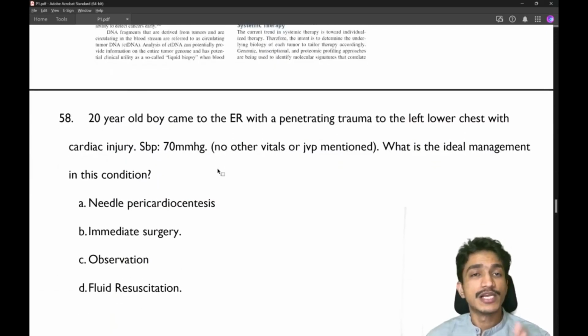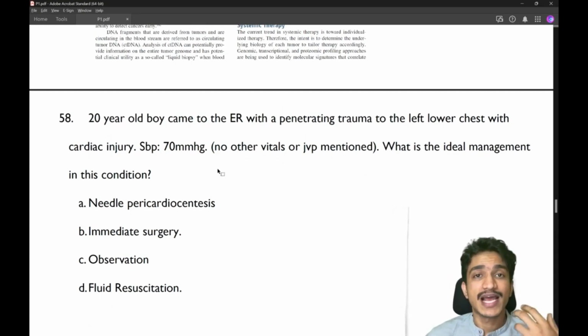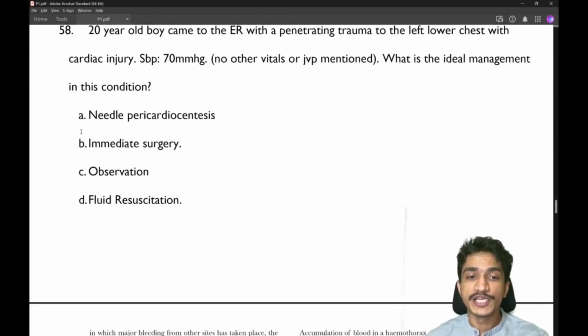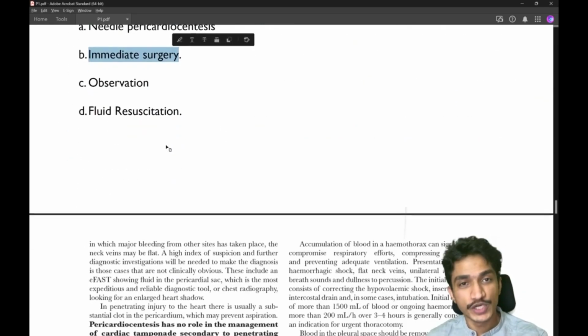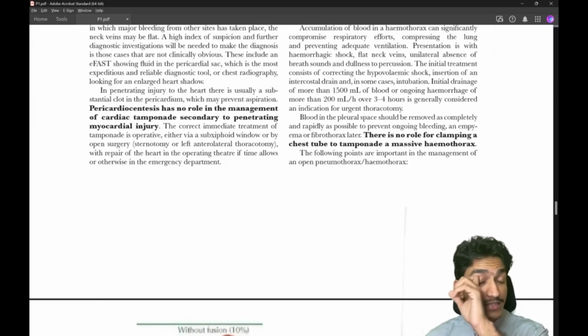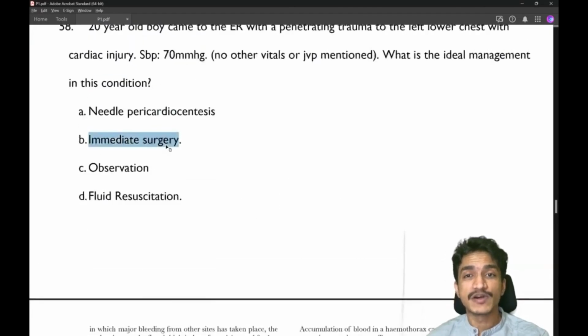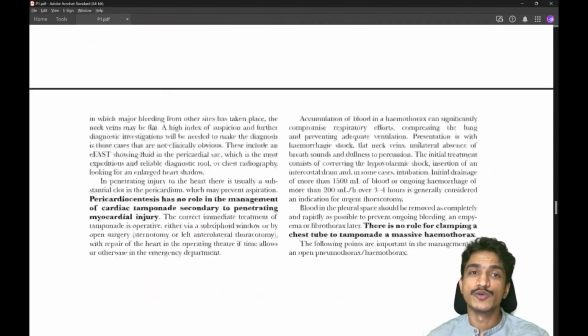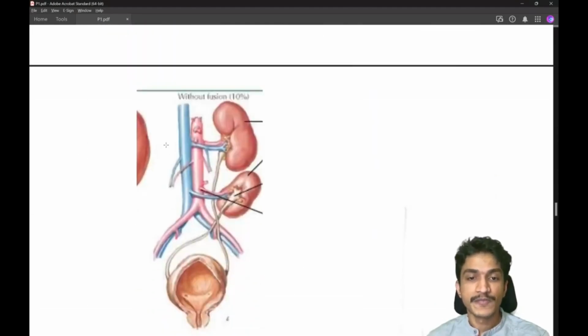Now, a young boy, penetrating trauma to left lower chest with cardiac injury, unstable patient. So already the Bailey new edition has corrected that there is no role of pericardiocentesis in a penetrating cardiac or myocardial injury. So in this case, the ideal management according to me should be immediate surgery or exploration. You cannot wait and resuscitate for the patient to stabilize, because the patient already has a penetrating trauma with cardiac injury, so you should go for direct exploration.